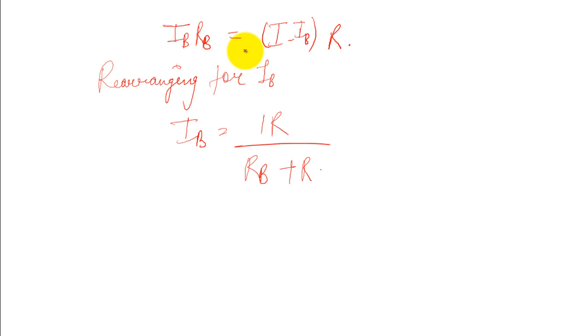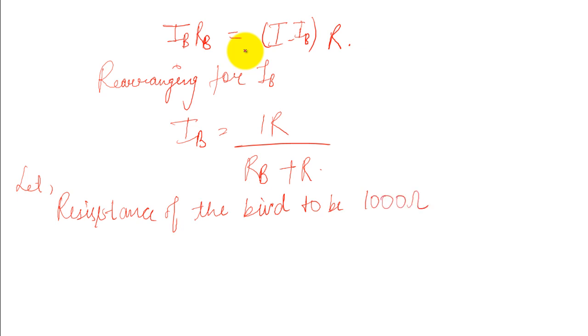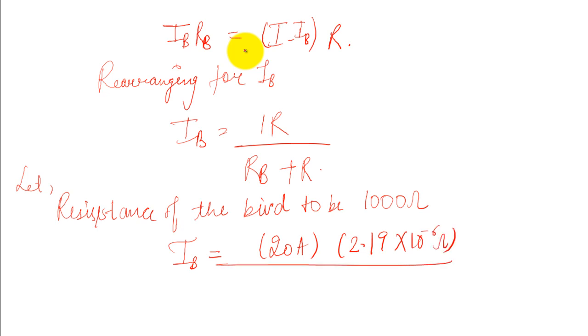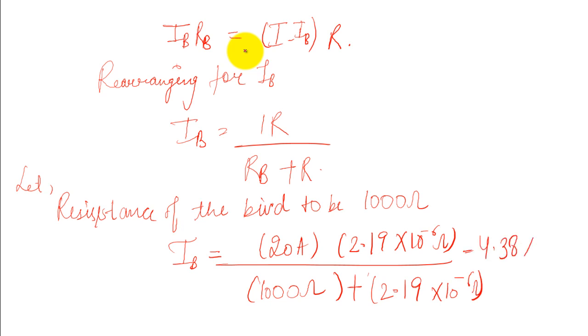Consider the resistance of the bird. Let resistance of the bird be 1000 ohm. Substitute 2.19 × 10⁻⁶ ohm for capital R, 1000 ohm for RB and 20 ampere for I in the above mentioned equation, and we get IB is equal to 20 ampere times 2.19 × 10⁻⁶ ohm divided by 1000 ohm plus capital R, which is 2.19 × 10⁻⁶ ohm, and we get 4.38 × 10⁻⁸ ampere. Therefore, the current passing through the bird which is sitting on the wire is 4.38 × 10⁻⁸ ampere.